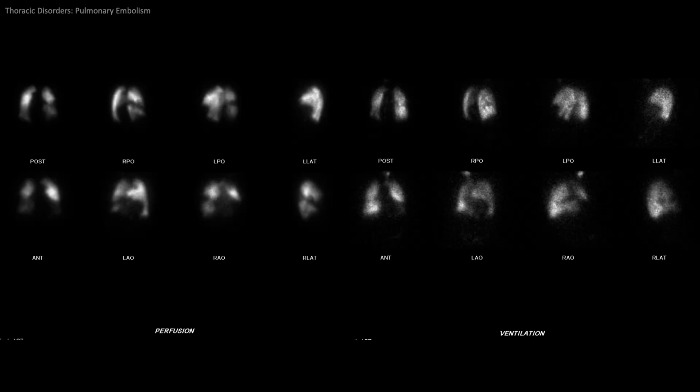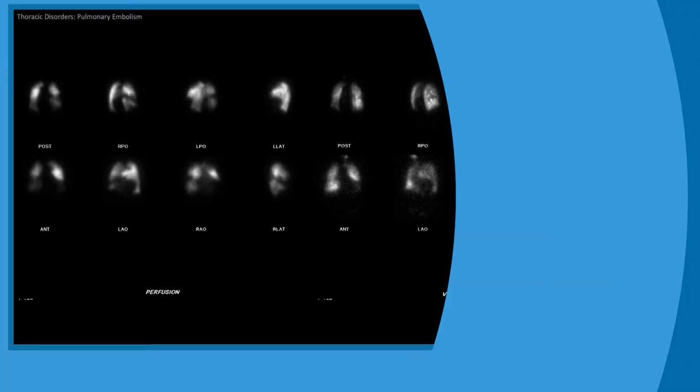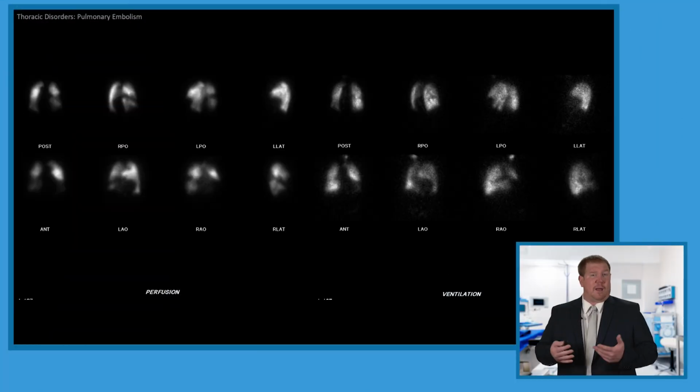Alternatively, you can get a VQ scan. And if there's any problem with the ventilation portion of this, then a VQ scan is probably not going to be terribly helpful. We talk about this elsewhere, but I think it's important to bring up again that the VQ scan can be particularly helpful when you're talking about pregnant patients you're trying to work up for a pulmonary embolism. So they have a higher risk of clot, right, because of the pregnancy status, but you don't want to irradiate them, especially if you don't have to.